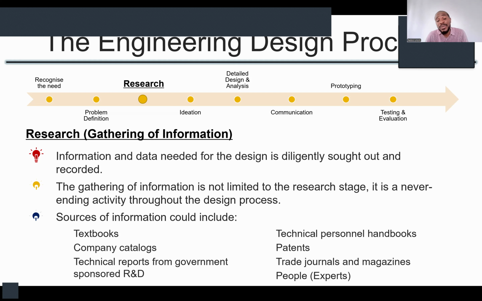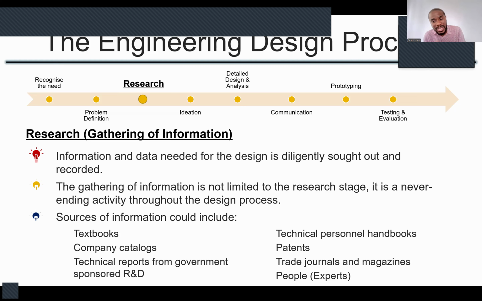Our sources of information could include textbooks. Textbooks, particularly, we deal with engineering science concepts and knowledge. You could look at company catalogs if you are looking at different components, different things that you want to build into your solution. Or maybe they have a certain machine that does something that is quite similar. You want to understand how it operates. You look at company catalogs.